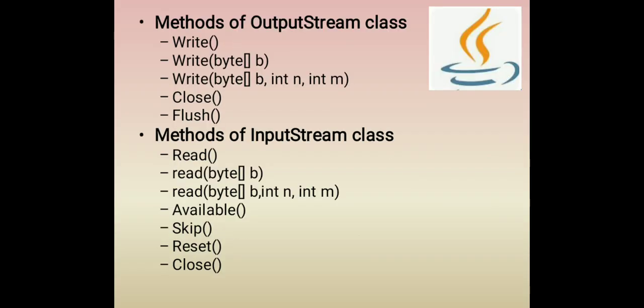That's it. Then this is a slide which shows the methods of input output stream classes. As you see here, the output stream class has the methods write, close and flush. In write we can write bytes, and bytes with the starting byte and the length. So everything will be given in the methods. And in the input stream class the methods are read, available, skip, reset and close, right?